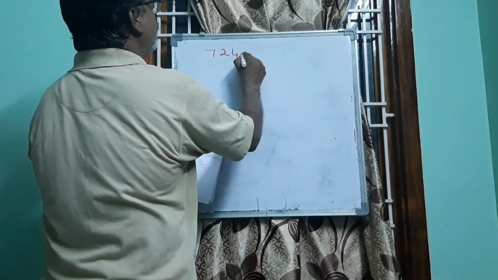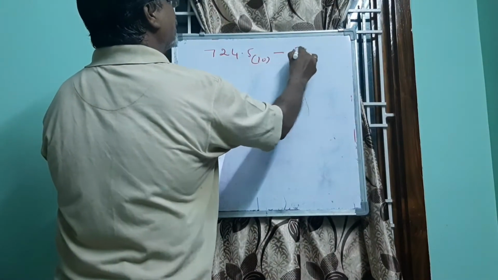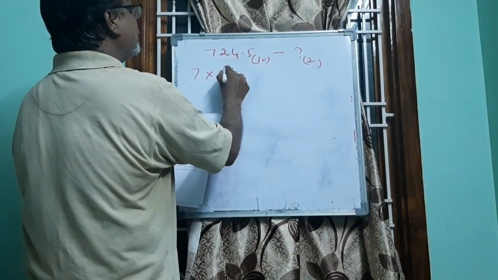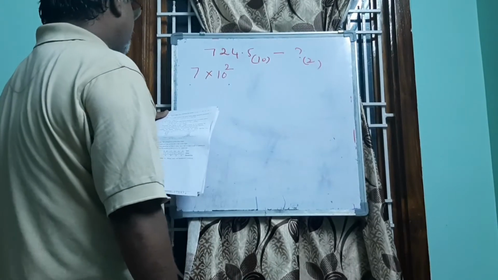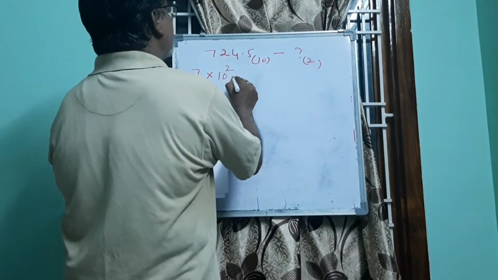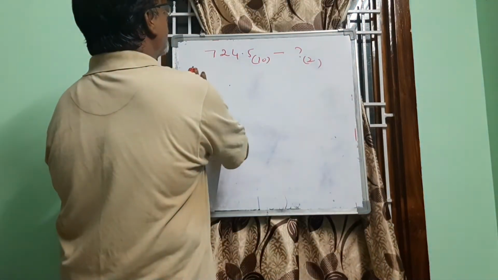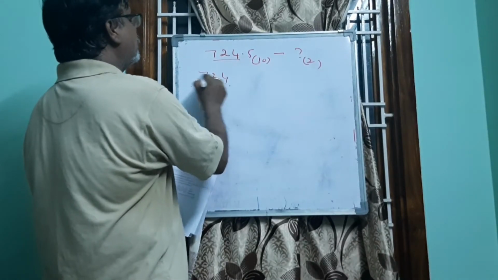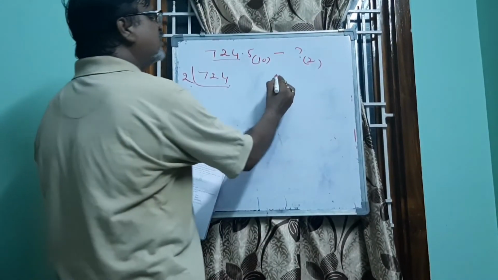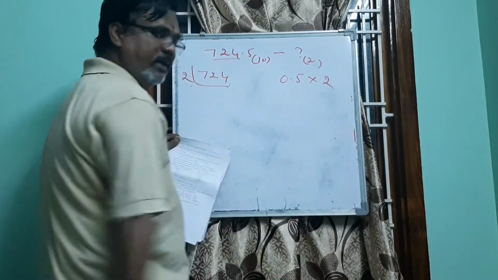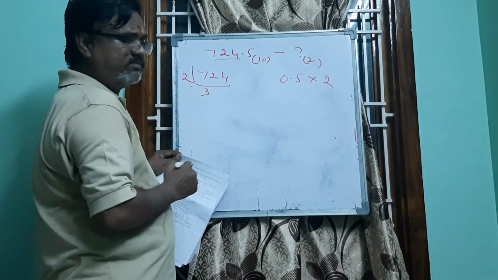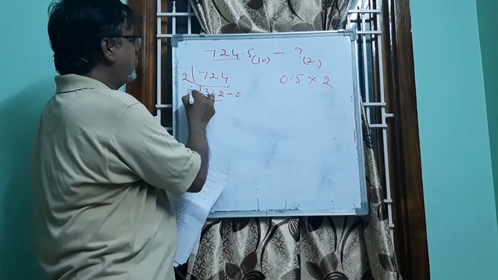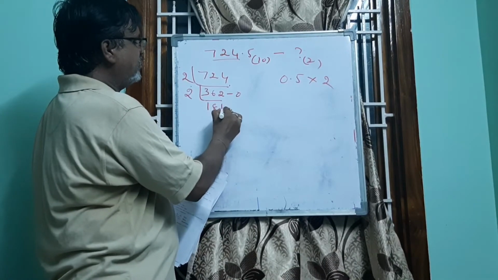724.5 base 10, converting to base 2. Here 7 into 10 squared, this is written like that. So this is 724, divide; 0.5, multiply. So here 3, 12, 6, 2, 0. 1, 2, 8, 16, 1, 0.